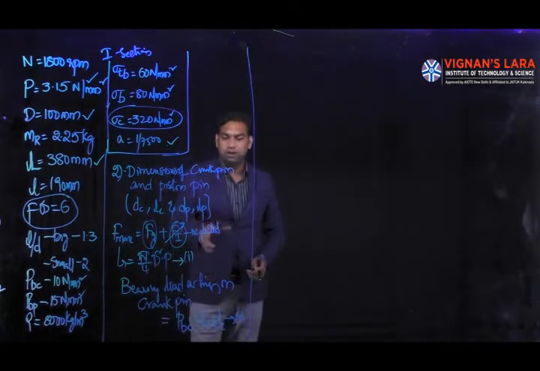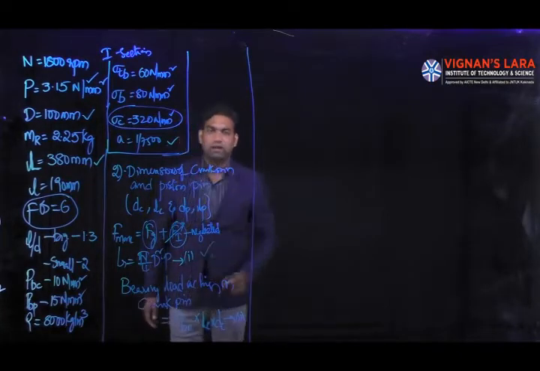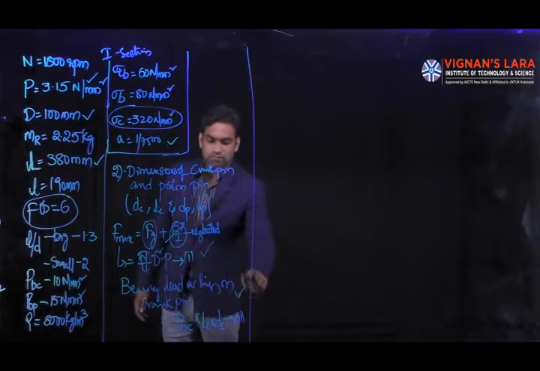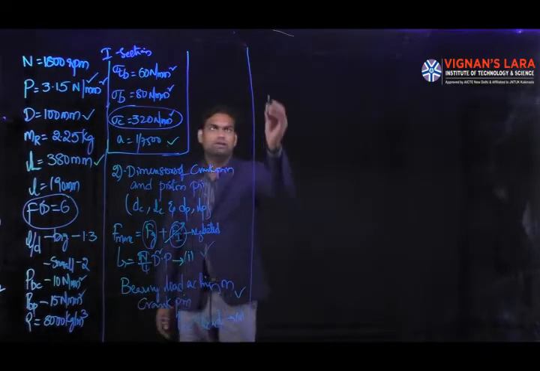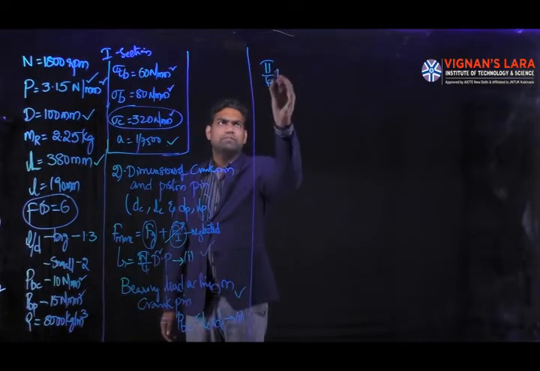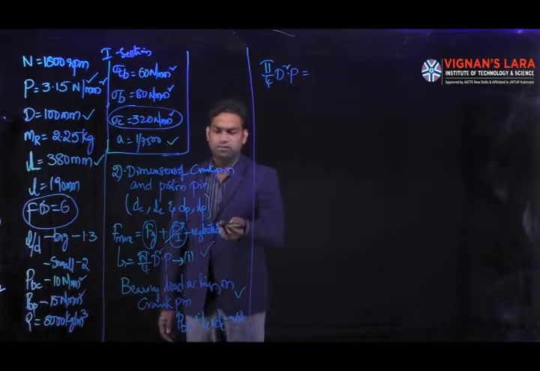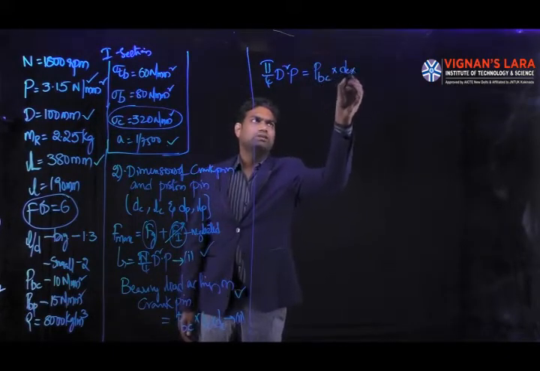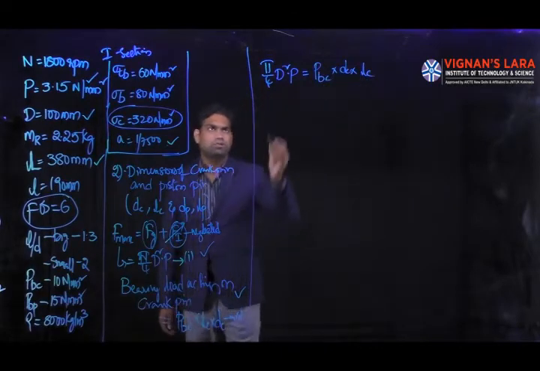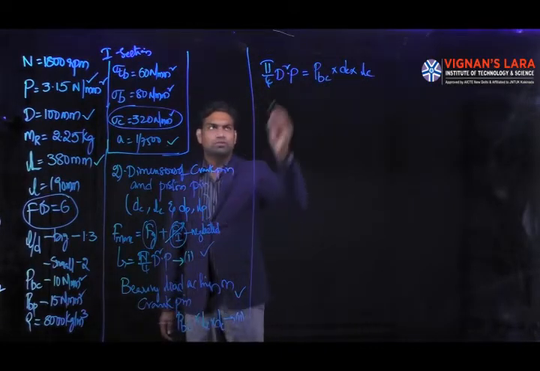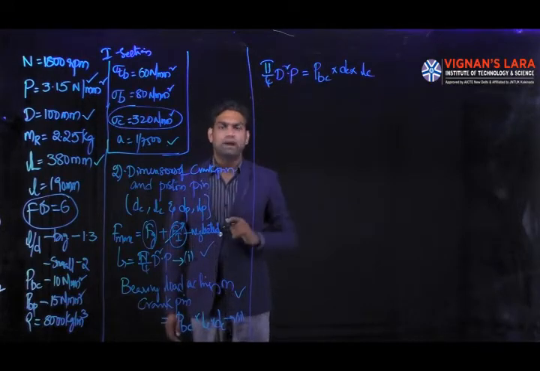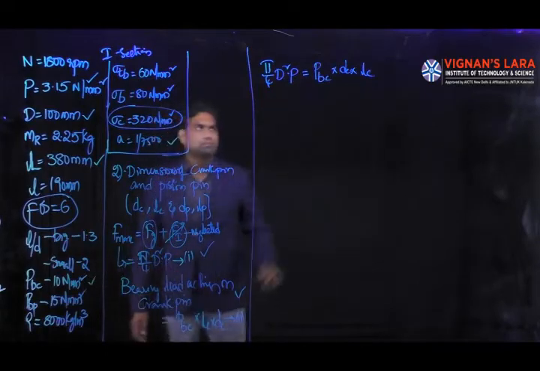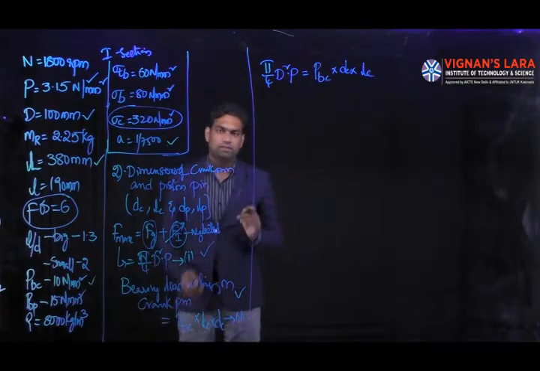By equating equations 1 and 2, that is, the maximum load acting on the connecting rod, which is equal to the maximum gas load, is equal to the bearing load acting on the crank pin, we can calculate the dimensions of the crank pin. So pi by 4 D square is equation 1, and equation 2 is the bearing load acting on crank pin, DC into LC. By equating these two terms, capital D is known, that is the cylinder bore. P is known, as we calculated the value of maximum gas load. And PBC is given in the data, that is 10 Newton per mm square. And DC is the diameter of crank pin that we are going to calculate.